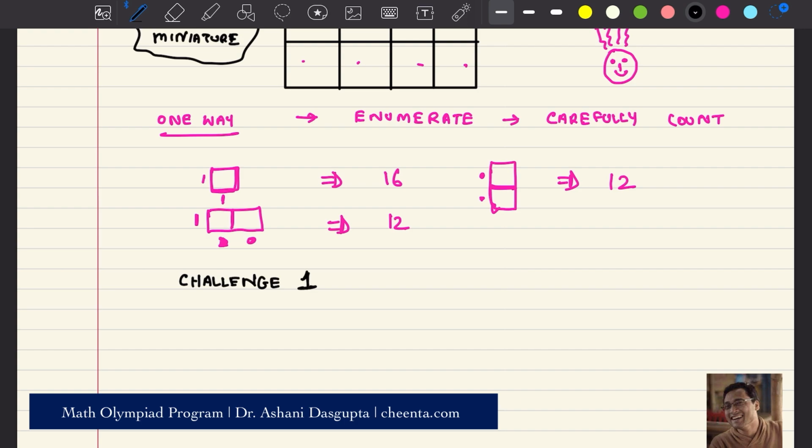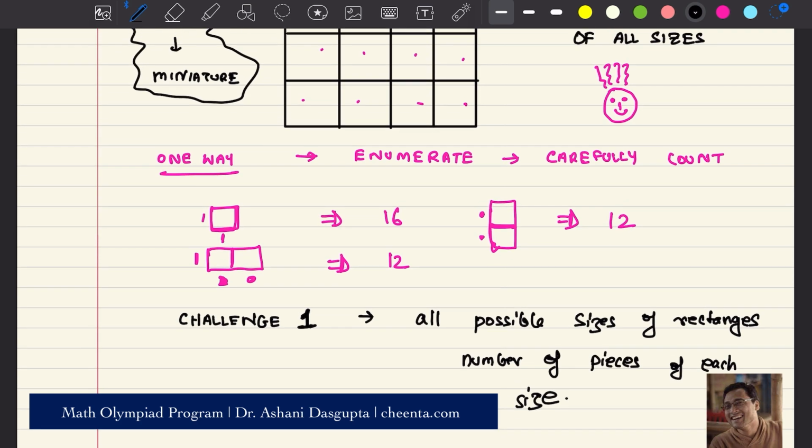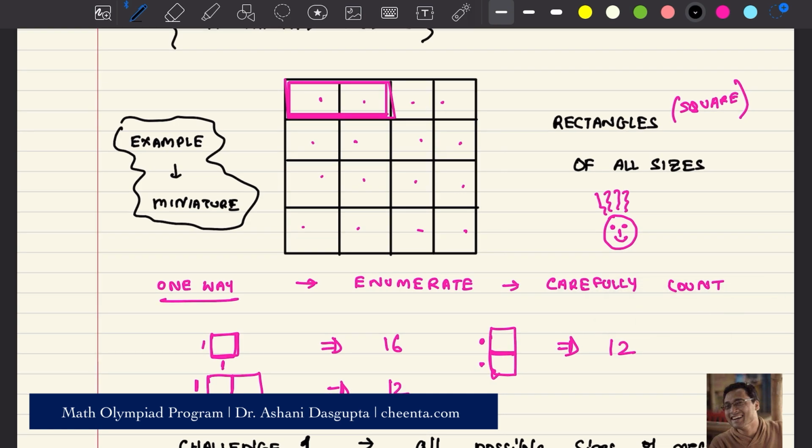So it's challenge 1. Can you give me all possible sizes of rectangles and the number of pieces of each size? I have given you 3 of them. You give me the remaining ones. Okay. But this is not the best way to solve it.